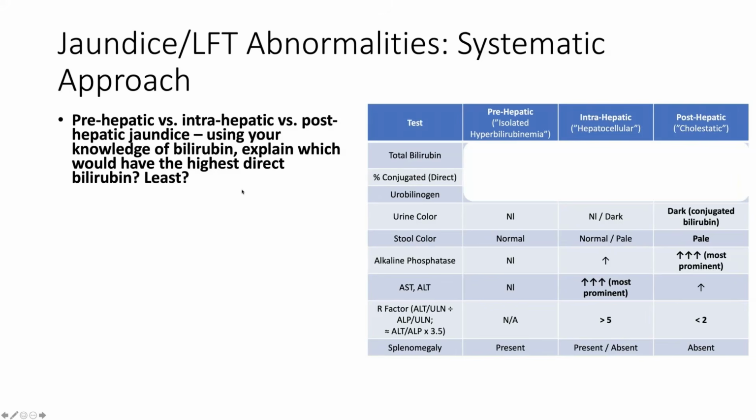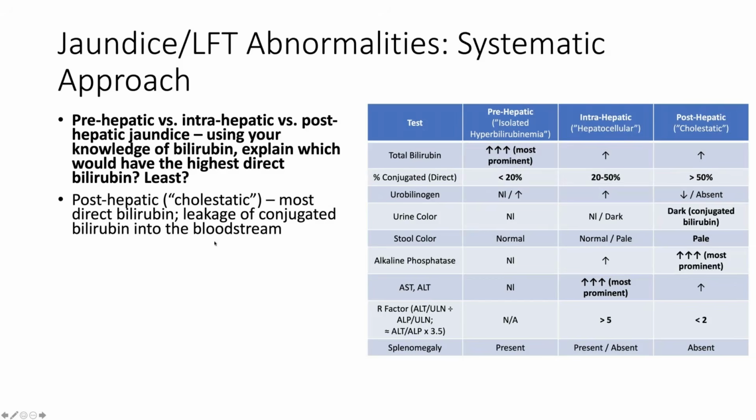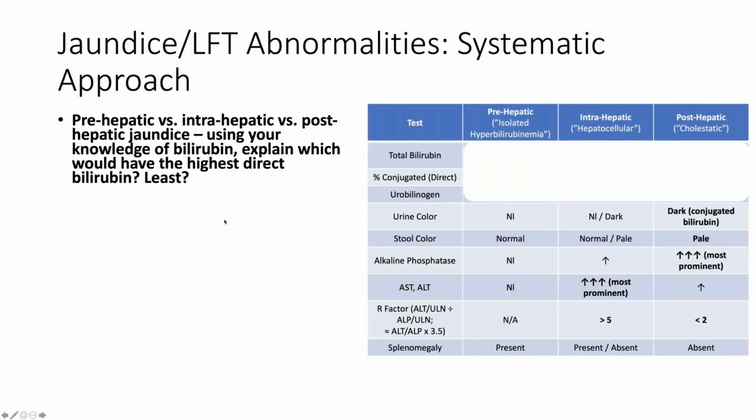Because when we're talking about posthepatic, we are saying cholestatic. So if the problem is not in the liver, we're going to be able to conjugate the bilirubin, so from indirect to direct. Exactly. Yeah. Great. So posthepatic is going to have the most. Sorry, I shouldn't show it to you. So which is going to have the least? Then it's going to be the prehepatic.